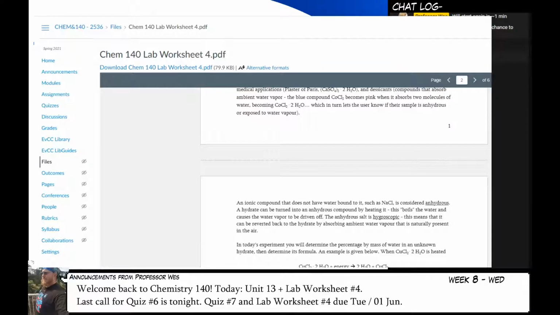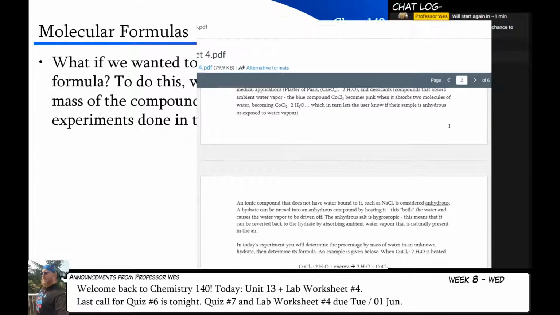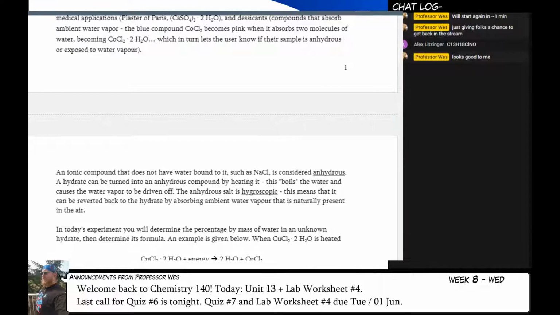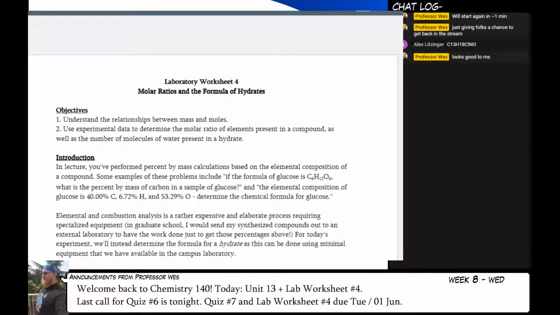You know, we really only need this part. This is lab number 4. So we'll scroll. Let me scroll all the way back to the top here. Okay, so the purpose of lab number 4 is for you to calculate experimentally the formula of an unknown hydrate. Now, what a hydrate is, it is a compound that has an ionic compound, but it also has water attached to it. So hydrates are just like ionic compounds, but water is also incorporated into the lattice.